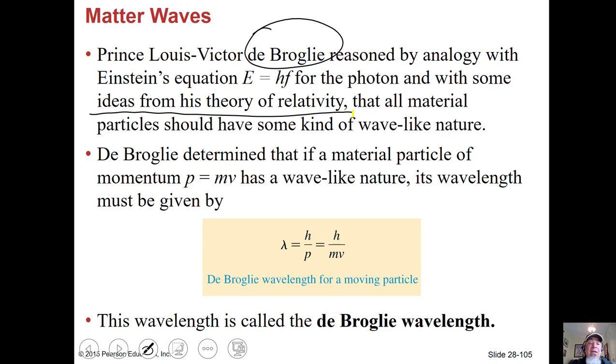And it turns out he was right. So de Broglie determined that if material had momentum, m times v, that's from physics 220, then its wavelength must be given by this. So anything that has mass and a speed has a wavelength. I have a wavelength, a basketball shot has a wavelength. It just depends on the mass and the speed. So this is called the de Broglie wavelength. Planck's constant divided by the momentum, or Planck's constant divided by mv if you put this in.